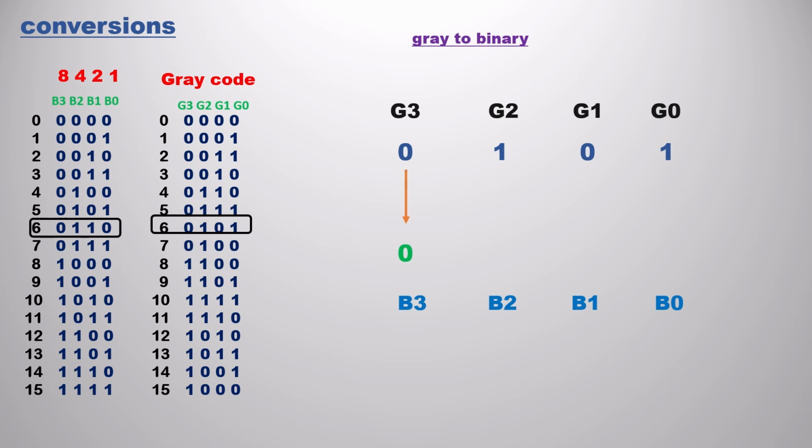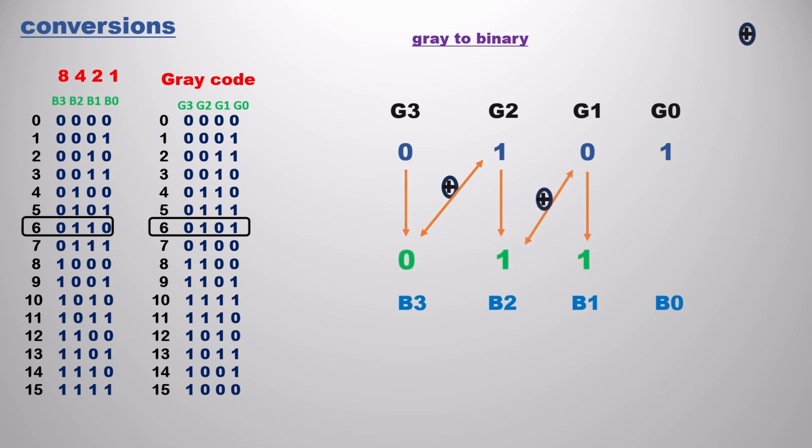G3 equals B3, so I obtained 0 as 0 only. The next bit, G2, can be converted to B2. B2 can be obtained with the XOR of the previous output and the coming input, that is B3 and G2. We are going to obtain 1 because both are different bits, so we get output as 1.